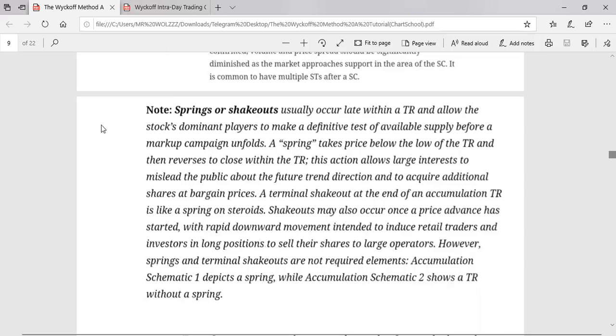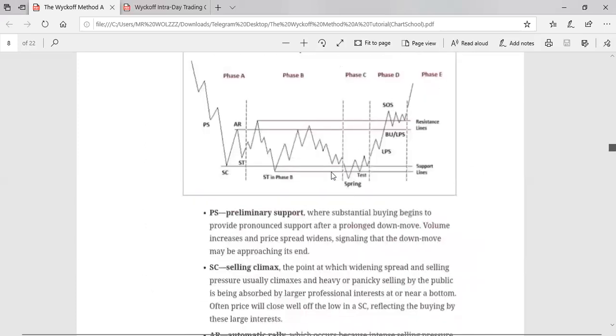So, okay, this is the spring. Spring or shakeout usually occurs late within a TR and allows the dominant player to make a definitive test of available supply before a markup campaign unfolds. Okay, let me show you something here. So this is the spring. After we have all these processes, a spring will eventually take place. That's the kind of liquidation of the market, because liquidity has built up here. So a spring will actually take place.